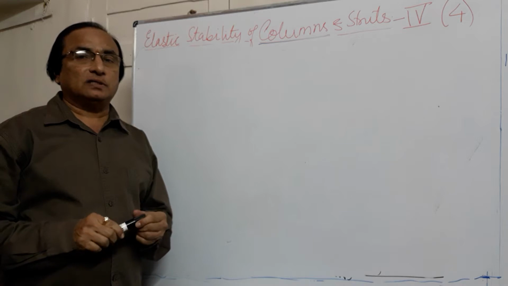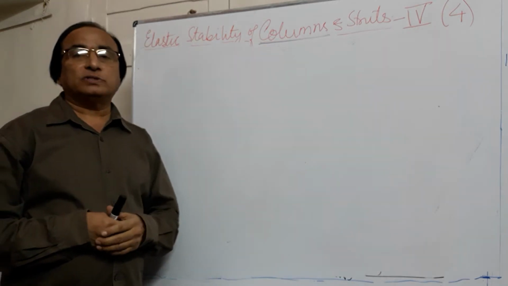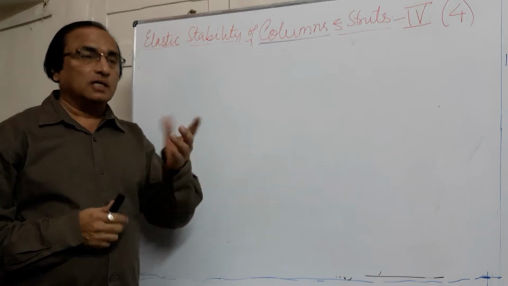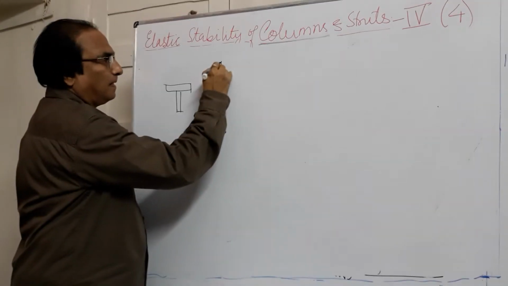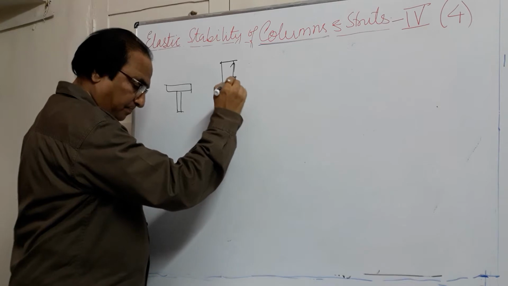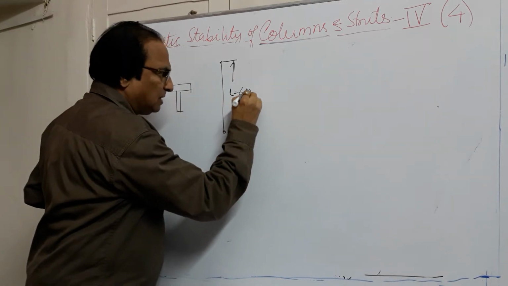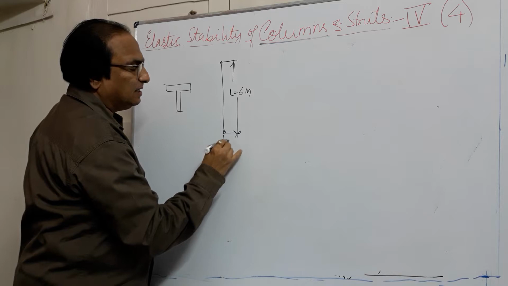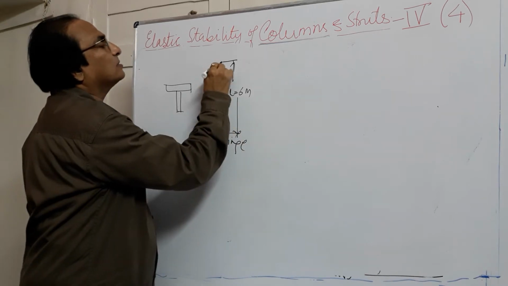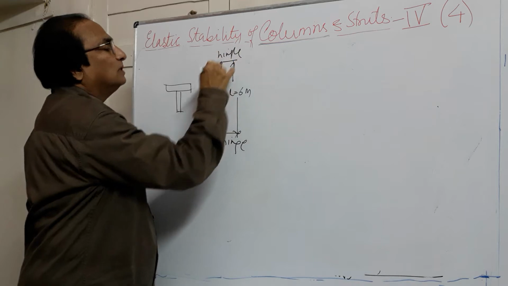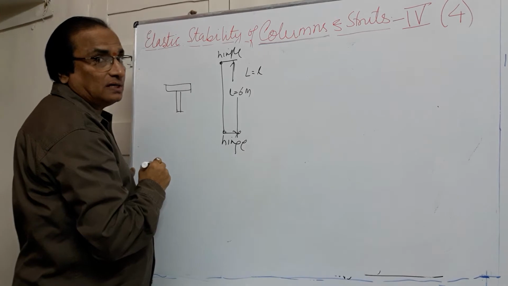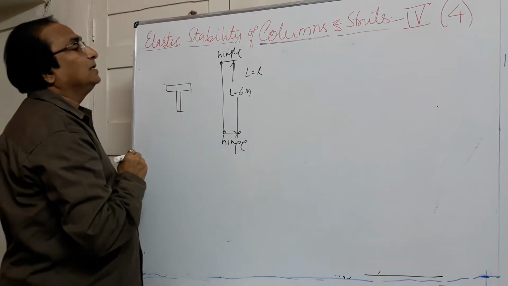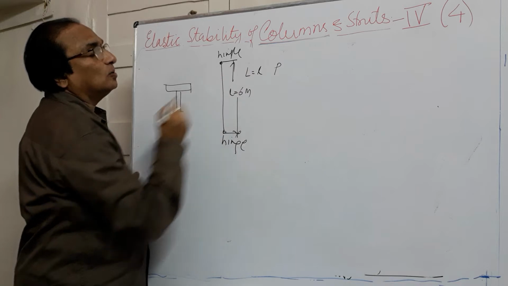Today we will continue with some more problems on columns by using Euler's formula and Rankine's formula. Suppose let us take a T section of a beam, column. Let the length of the column be 6 meters actual length, and the end condition is hinged, and here also it is hinged. So when both the ends are hinged, that is the first condition in which effective length L will be equal to l, and you are required to find out the crippling load.